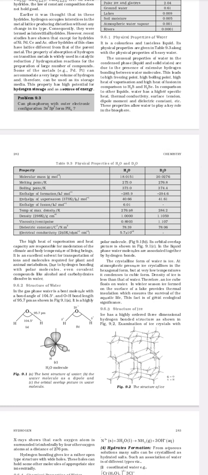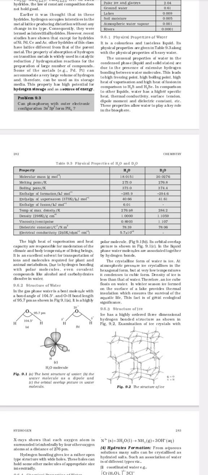The high heat of vaporization and heat capacity are responsible for moderation of climate and body temperature of living beings. It is an excellent solvent for transportation of ions and molecules required for plant and animal metabolism. Due to hydrogen bonding with polar molecules, even covalent compounds like alcohol and carbohydrates dissolve in water.